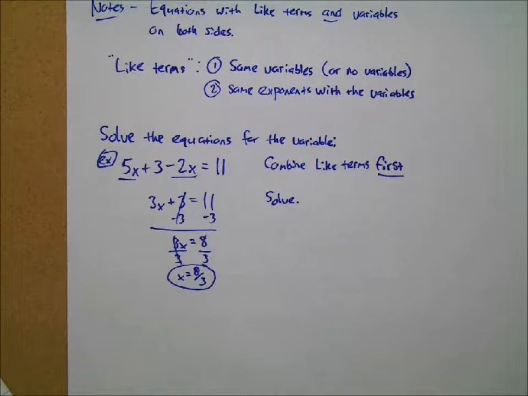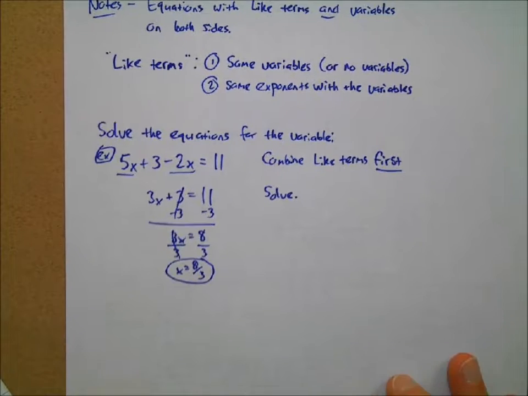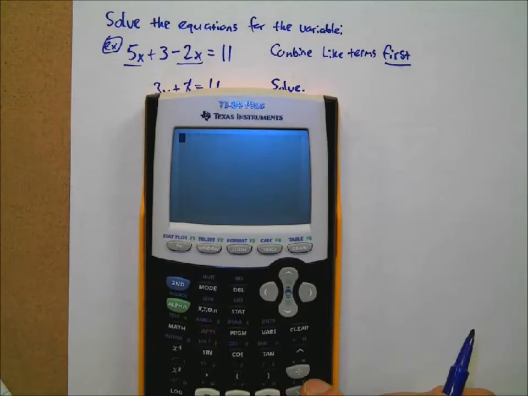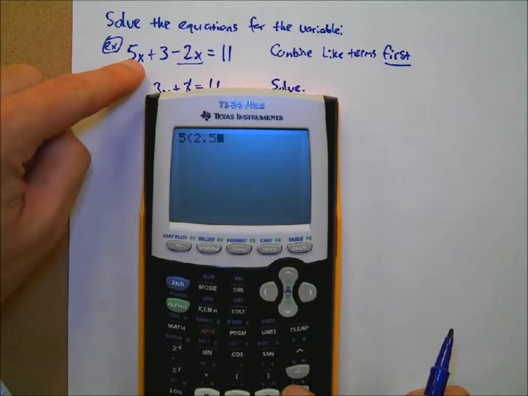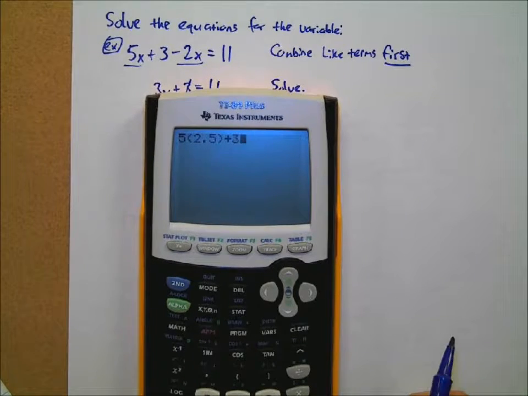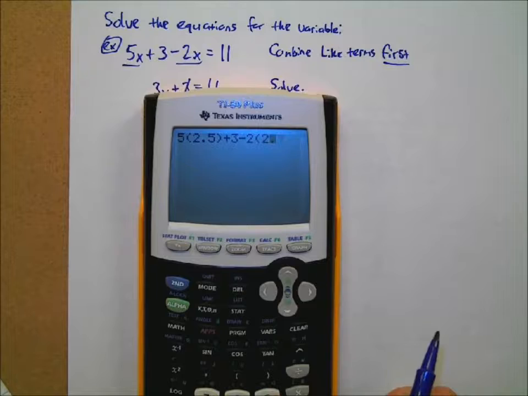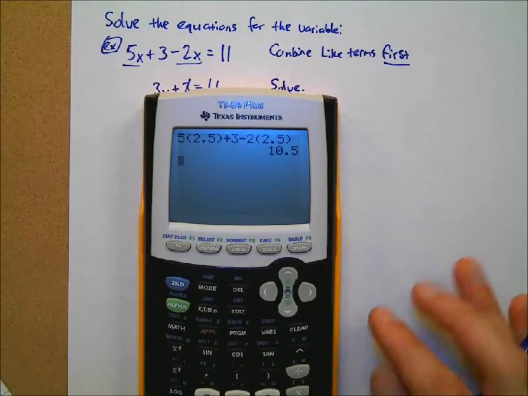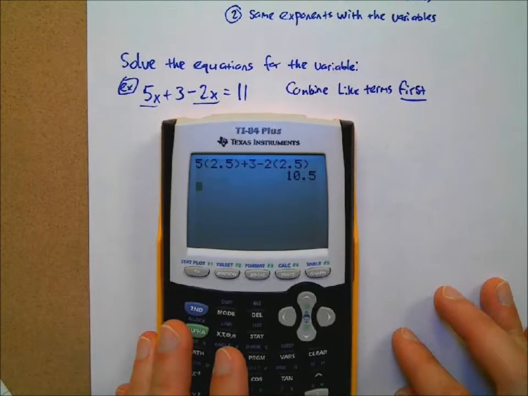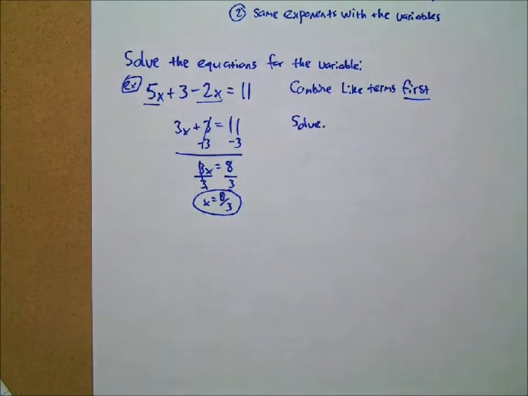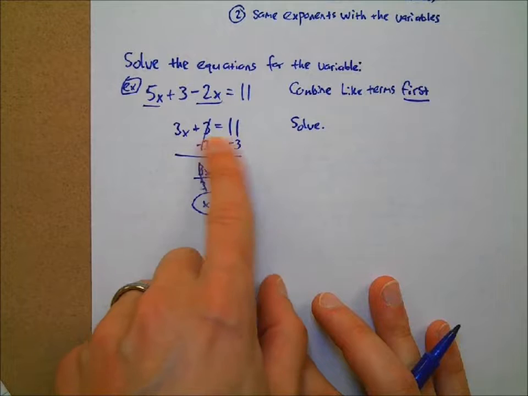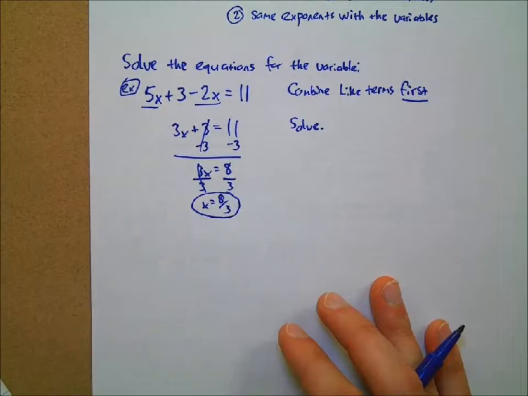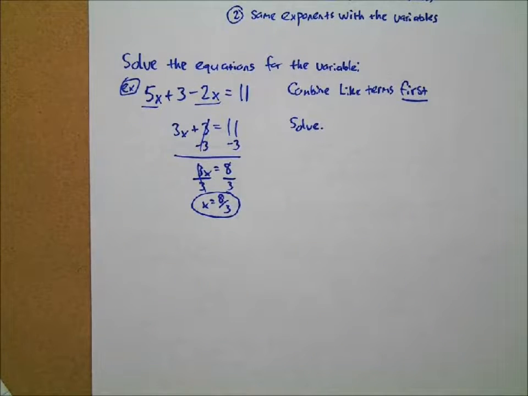Well, we can check your answer. Let's do that. So if we do 5 times parentheses 2.5, so I'll plug the 2.5 in for the x there, plus 3 minus 2 times parentheses 2.5, I get 10.5, not quite 11. So it looks like maybe you made a misstep there somewhere. Did you subtract 3 from both sides and get 8? No, I got 7. Ah, there it is. Okay. There's that one. Let's try another one.